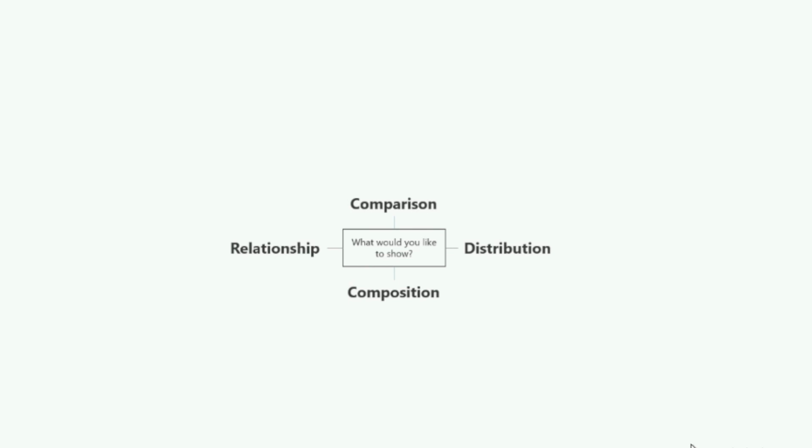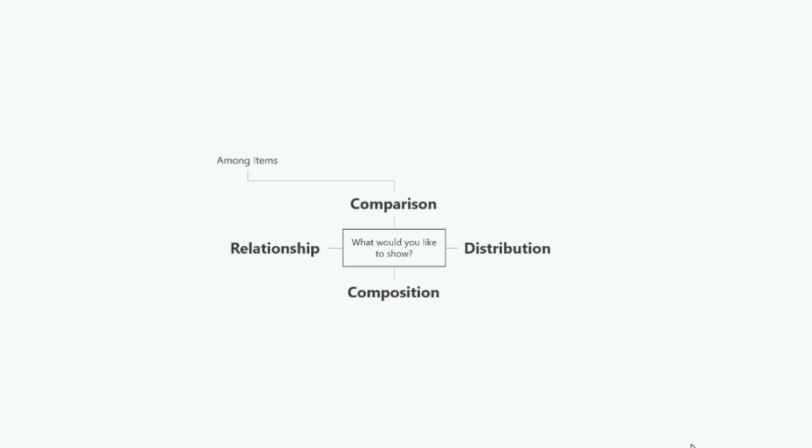Before starting to create your dashboards or different charts, there is a single question we need to ask: what would you like to show? There are four different parameters that can help you identify this. Do you want to showcase a comparison, something related to distribution, composition, or relationships?